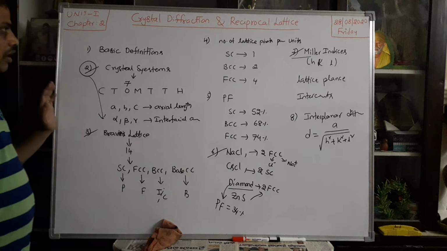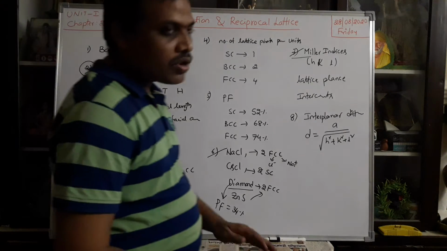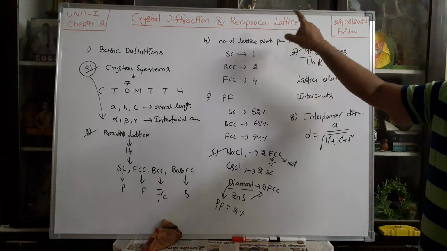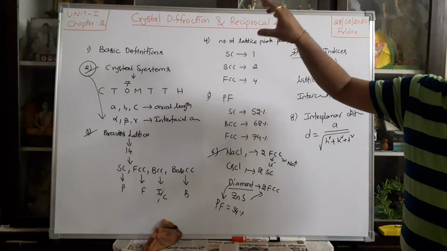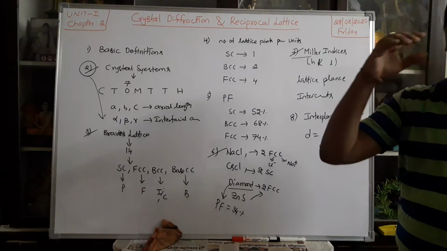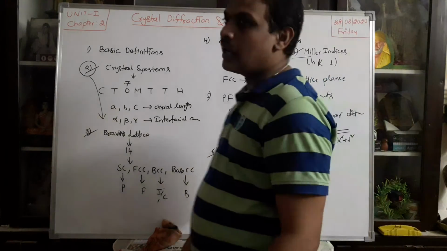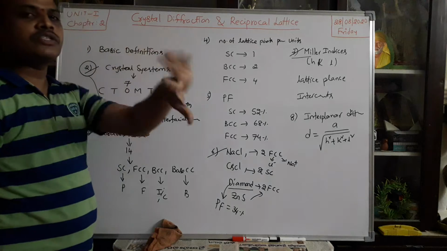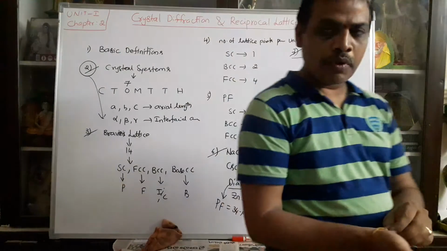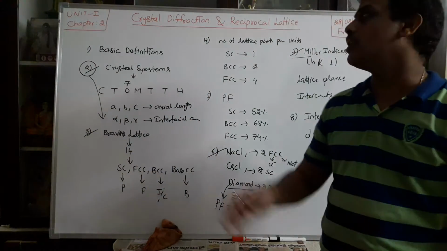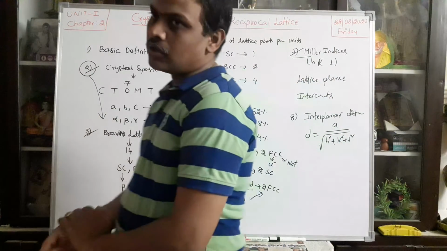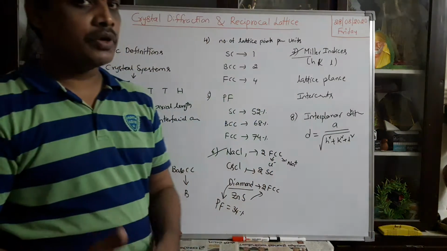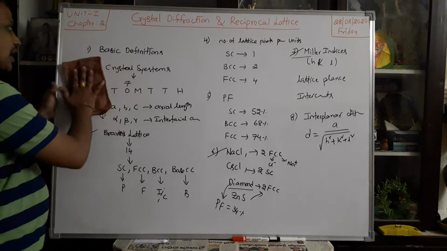Okay, that is the complete analysis of your unit number 1. Today we are entering the second chapter, called crystal diffraction and reciprocal lattice. From this chapter they give the question in the question paper, especially question number 1 in part B. In our question paper, we can write either A or B. A question is given from crystal systems, B question is given from crystal diffraction. As you wish, whichever is easier, you can follow it. Some students easily learn the crystal structure, some easily learn crystal diffraction. But ultimately your aim is to get a good score in the questions. So based on your capability, you can follow either question A or question B.